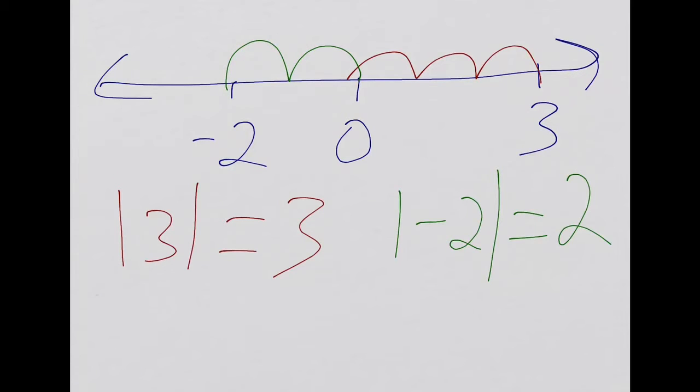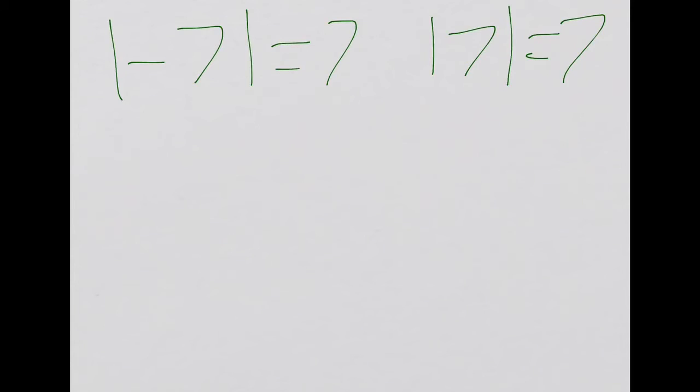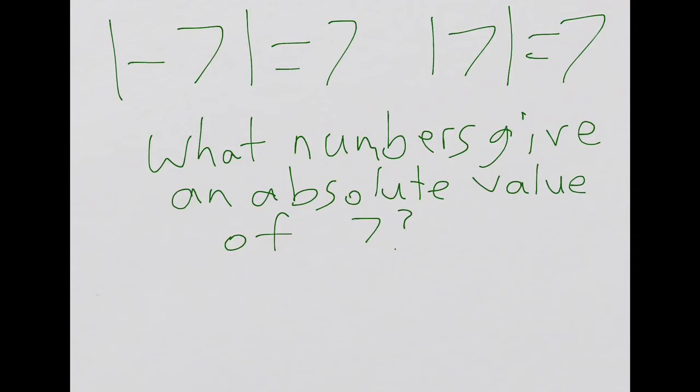Or in a more practical sense, you might think of the absolute value as always coming out positive. It turns positive numbers positive, and it turns negative numbers positive also. So if I tell you that the absolute value of negative 7 is 7, and the absolute value of 7 is also 7, what about if I ask the question, what number is given an absolute value of 7? There are two solutions, a positive 7 and a negative 7.